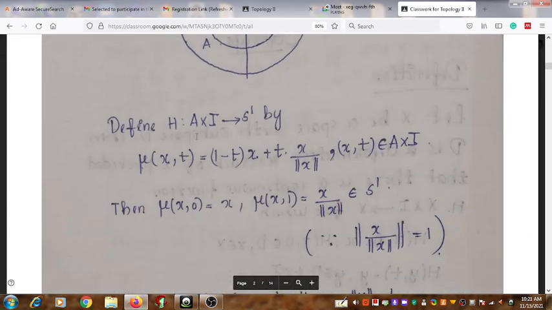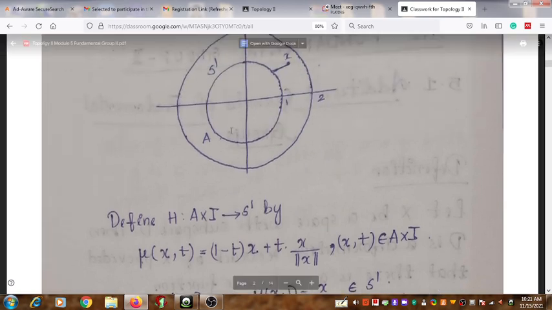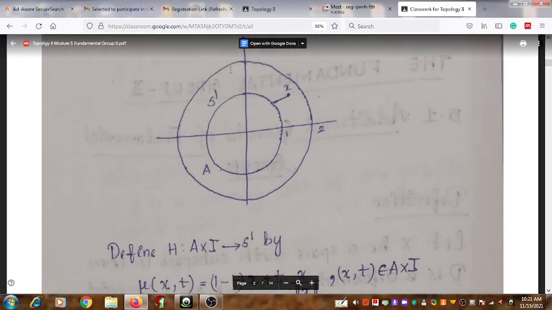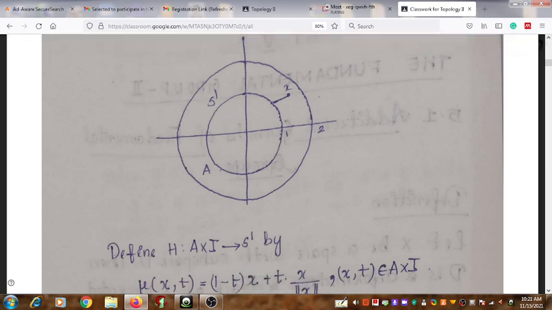We are now able to define the homotopy H, as mentioned in the definition. H will be defined from A cross I to S1. We are going to define it from the entire annulus to its subspace S1, which is the inner circle. We will consider only that inner circle here as the second subspace.